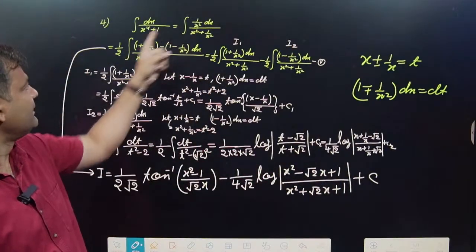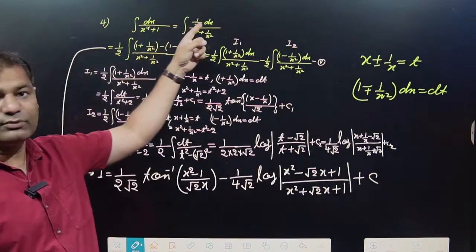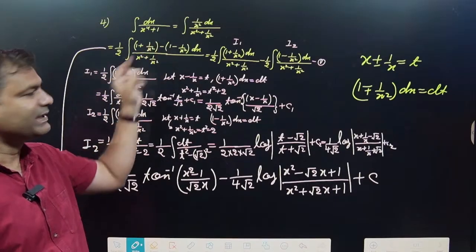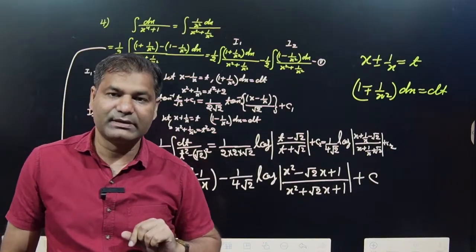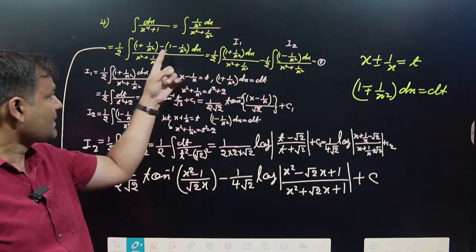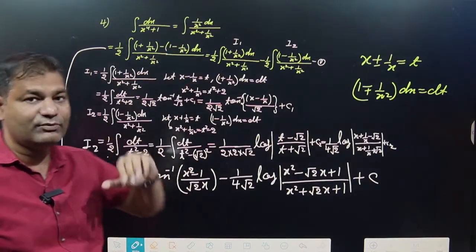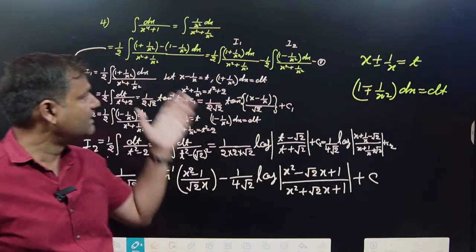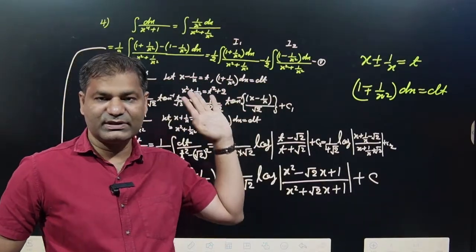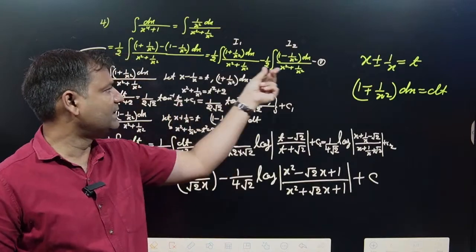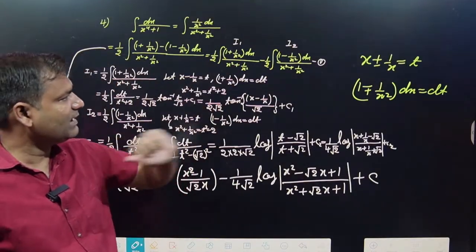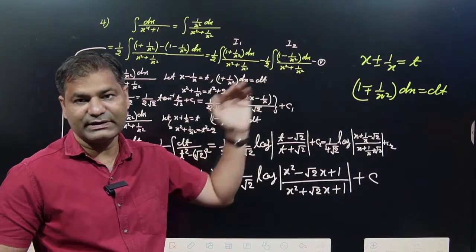Simply multiply by 2 and divide by 2, then we get 1 by 2 into 2 upon x square. 2 upon x square is written as 1 plus 1 upon x square minus 1 minus 1 upon x square. Basically 1 adding, 1 subtracting. Then we get it like that. These two parts, this part and that part, we divide into two parts. After that we focus on this part, and after that on the next part.